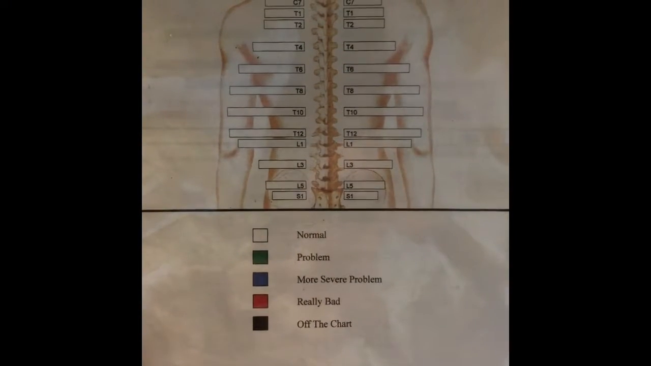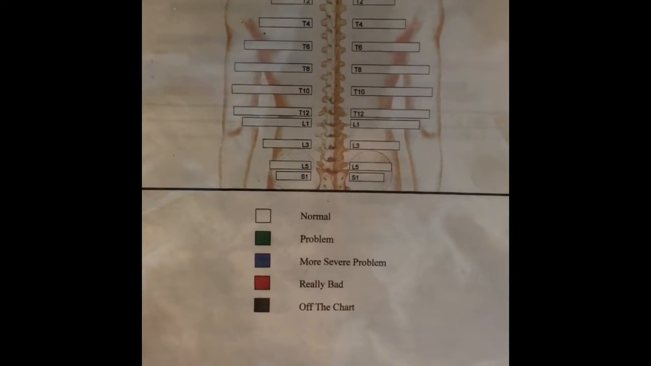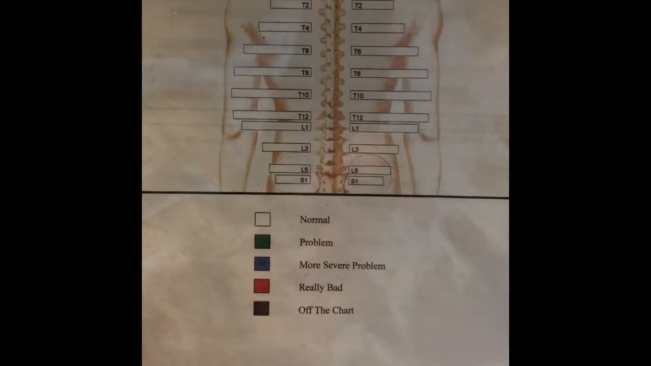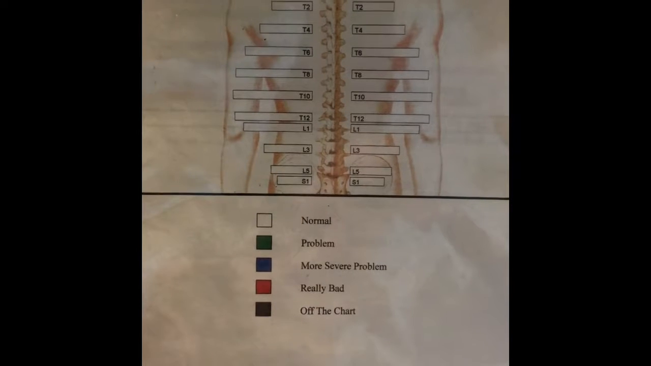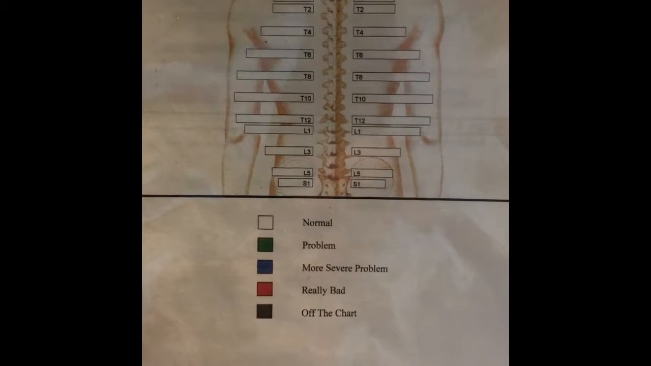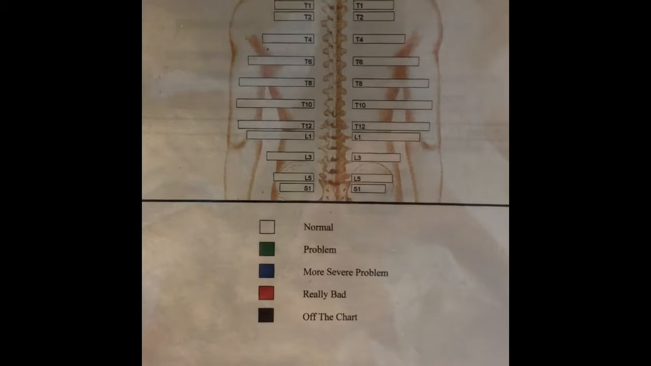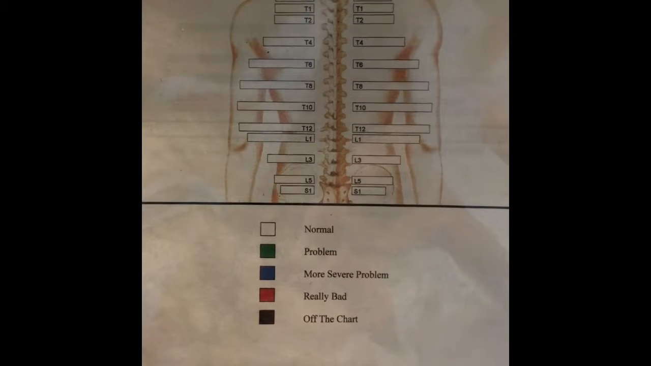So this right here is what a normal graph would look like. I like to show everybody what a normal graph looks like first, so that you can understand what it is that you're seeing when you see one that is not necessarily normal, or what a first-time patient might look at.